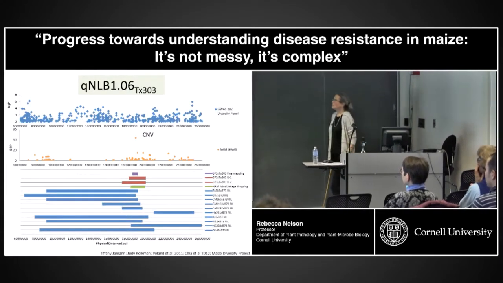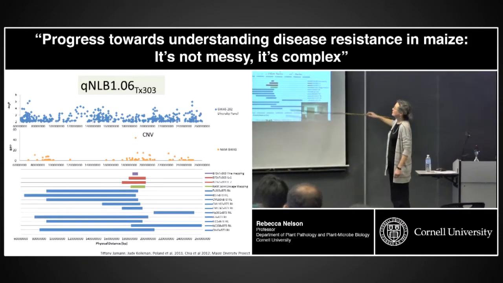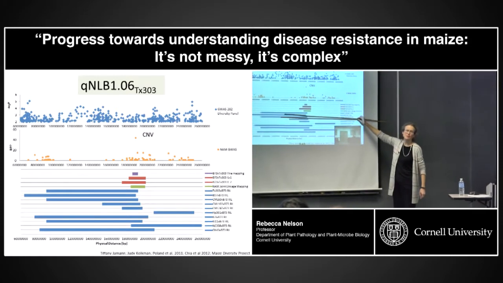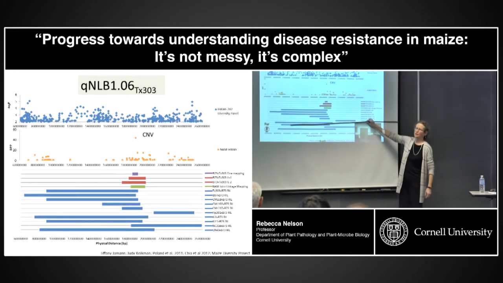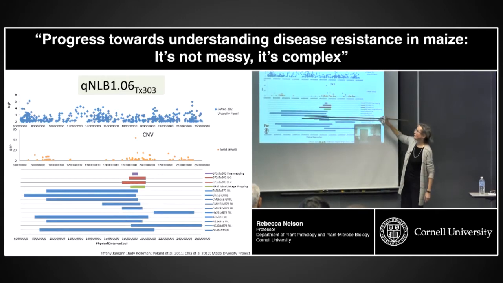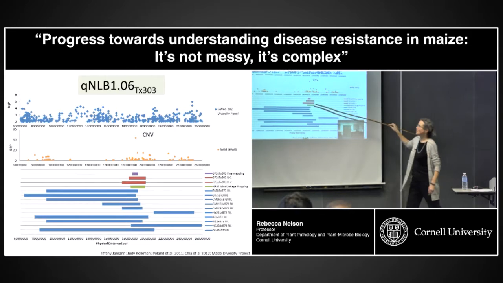So to summarize the story here, at the level of the nested association mapping, sorry if I haven't explained this well so far, these blue bars are the individual subpopulation maps. And then this is the summary of these maps by joint linkage.